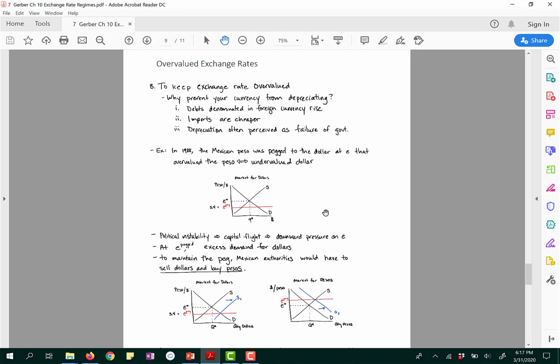So before that tequila crisis that we've used as an example of capital flight, the Mexican peso was pegged to the US dollar at a nominal exchange rate that overvalued the peso and undervalued the dollar. I've depicted that here in the market for dollars. The dollar is undervalued, so you can see the peg is below the equilibrium. Whenever the price is too low, there's excess demand, so there's excess demand for dollars.